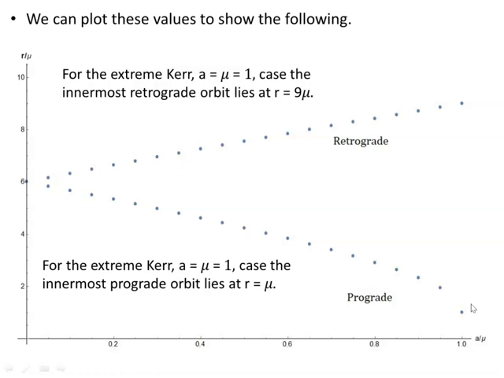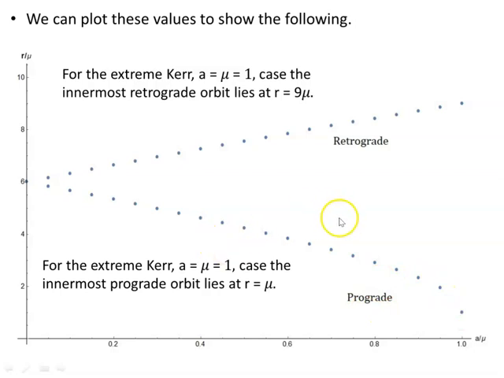So the faster the black hole spins, if the particle's co-rotating with it, then the radius at which the innermost stable circular orbit can occur, in the extreme Kerr case, is at R equals mu. You know, like R equals 1. See over here on the left, where my cursor's pointing, R is 1, and A is 1. Wow.